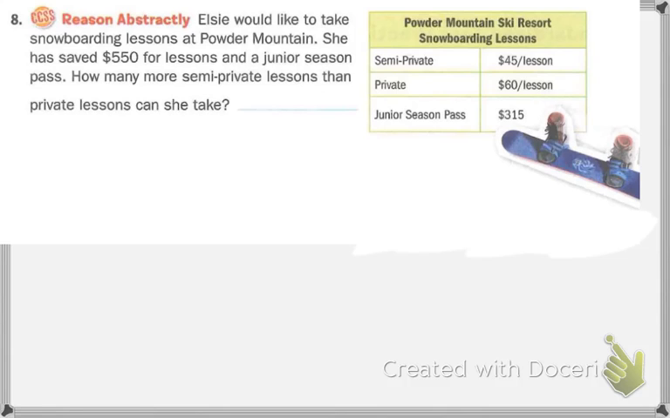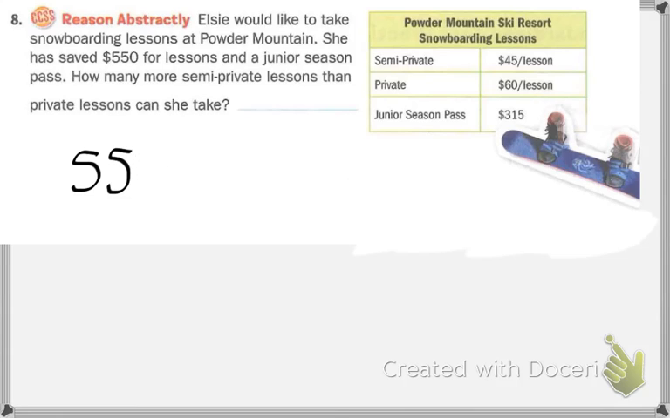All right, so the answer to this question is 2 lessons. She's going to be able to take 2 more semi-private lessons if she chose all semi-private lessons, instead of if she only chose private. So to solve this question, think of it this way. She has saved up $550, but 315 of it is going to be her season pass. So right off the bat, we need to take out that 315. So we'll have $550, take out 315.